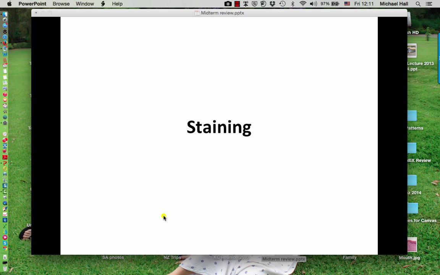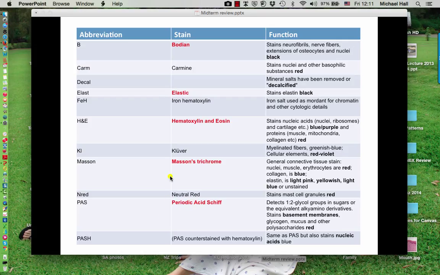So we're going to start with staining. As I mentioned, there are only a few stains that you need to know for this exam. Elastic is one of them. It stains elastin black. Our old friend hematoxylin and eosin, which stains nucleic acids blue or purple, and all other proteins red. Masson's trichrome is another one that you need to know. It's a general connective tissue stain which stains muscles, erythrocytes, etc. red, and collagen is blue.